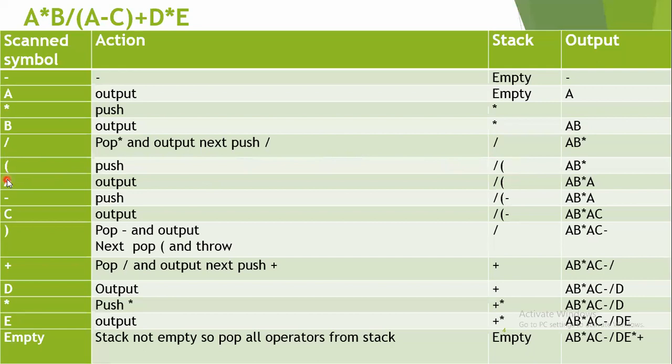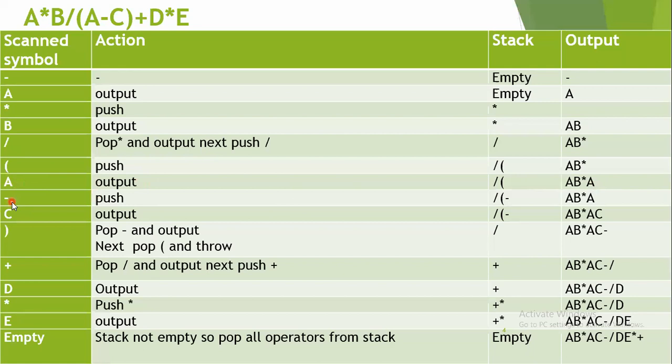And the next symbol that is scanned is an operand A. Because it is an operand, you are going to directly output it. So the output side contains A, B, star, A.